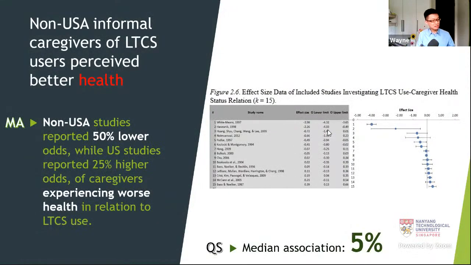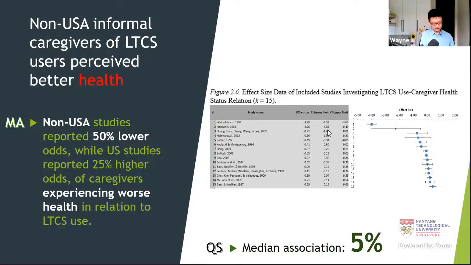Next one. Now the question is whether there is a relationship or association between perceived health of the caregiver, or caregiver health status, and use of any form of long-term care. What we found was that non-American studies had a 50% lower likelihood of caregivers experiencing worse self-perceived health related to the use of long-term care by their care recipients. That's kind of interesting. Non-US studies, so we are saying Asian studies, Australian studies, whether from China, Taiwan, I remember we had Korea, and also Australia, New Zealand. These are non-US studies.